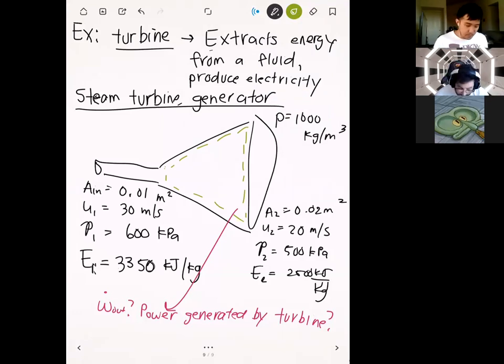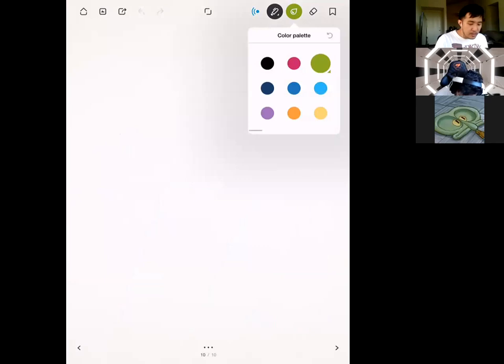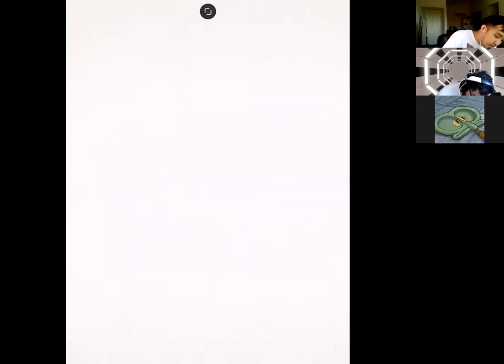All right, so for this problem, it's a little bit more straightforward because we're basically given all the information that we need. So we can just straight up apply RTT for conservation of energy.